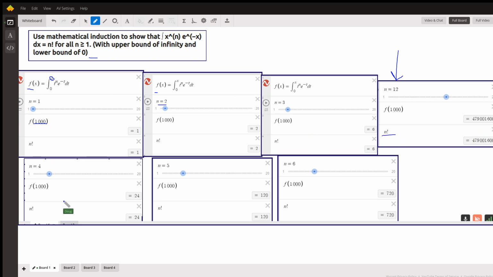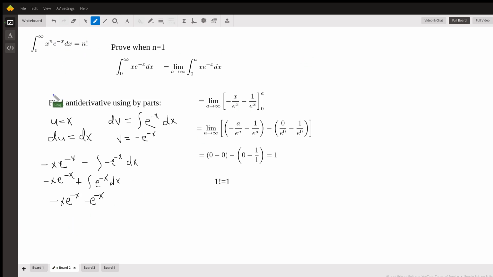Okay, so how do you do this with math induction? There are two parts to proving something by math induction. First, you have to prove that when n equals 1 this is true. So we want to show that when n is 1, the result is n factorial, or 1 factorial. So we should get an answer of 1.